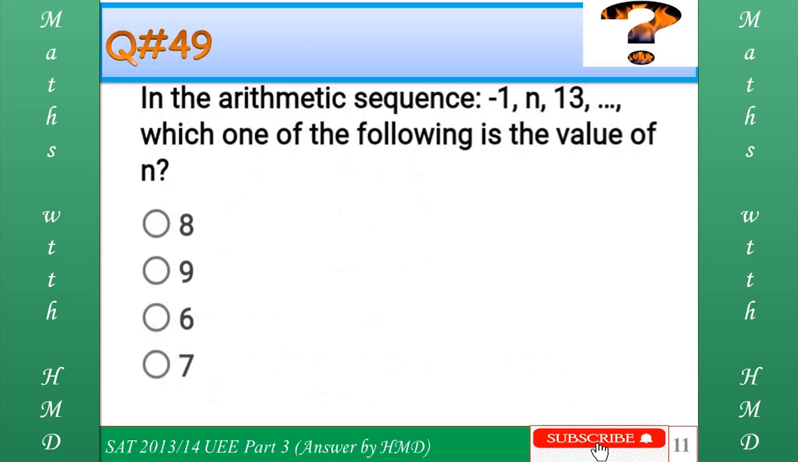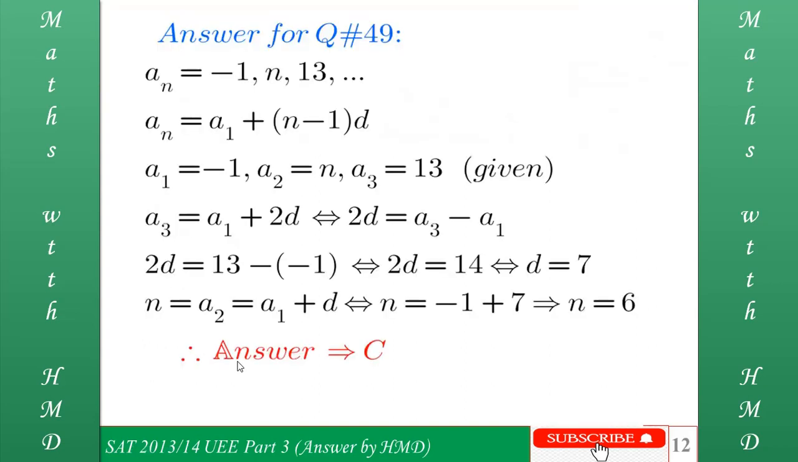Let's continue with the next question, which is question number 49. In the arithmetic series, which is -1, n, 13, and so on, which one of the following is the value of n? You are going to find the value of n based on this arithmetic series, right? So A, 8; B, 9; C, 6; D, 7. Again, as usual, before watching the answer directly, try by yourself first and check your answer with my answer, right? And if you have got any confusion, please put your comment in the comment box and I will reply. Here is the answer for question number 49.